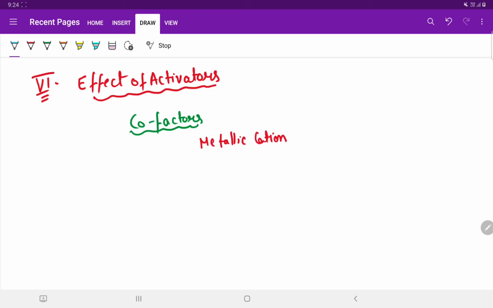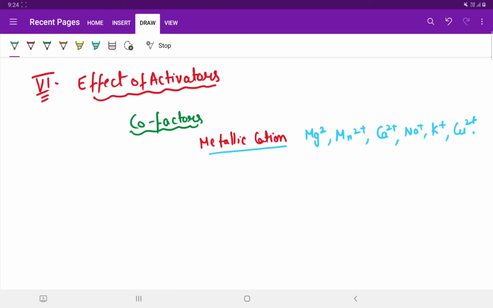such as magnesium, manganese, calcium, sodium, potassium, copper, and many more that usually govern the reactions. So, they are required for their optimum activity.